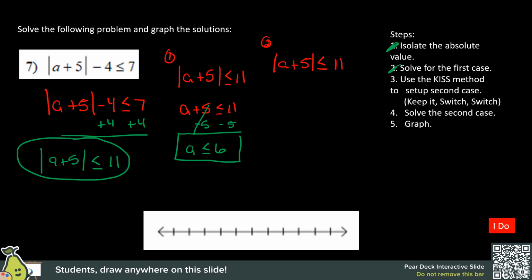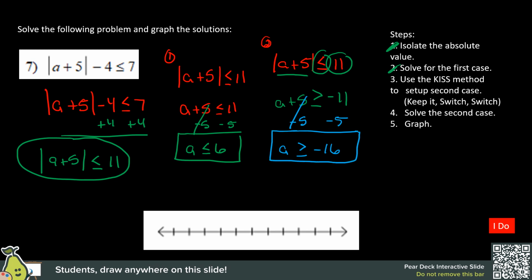But we're going to apply the KISS method where we keep what's inside the absolute value the same, a plus 5. We switch the inequality to now it's greater than or equal to, and we switch that 11 to negative 11. We then want to subtract 5 from both sides, and we get that a is greater than or equal to negative 16.